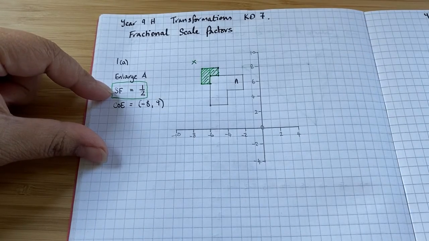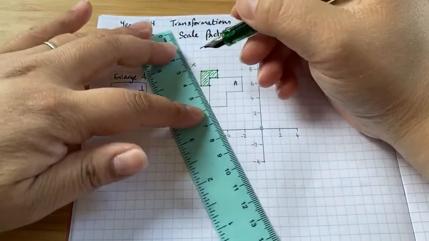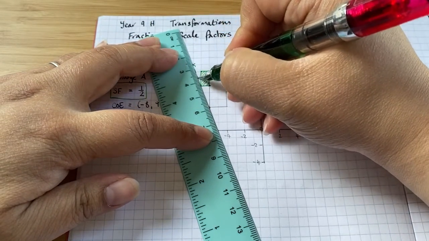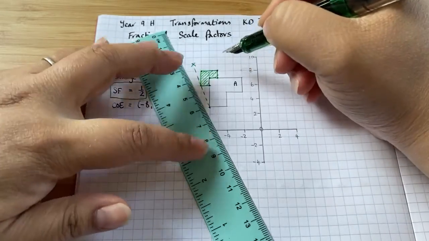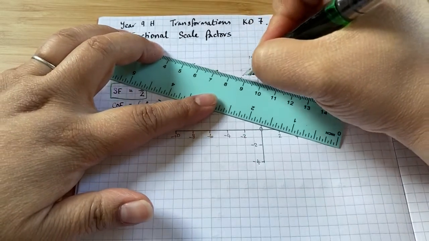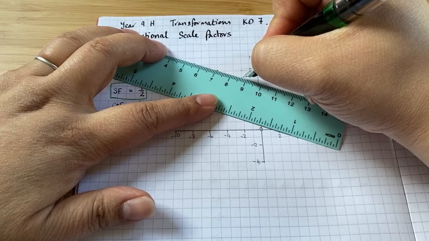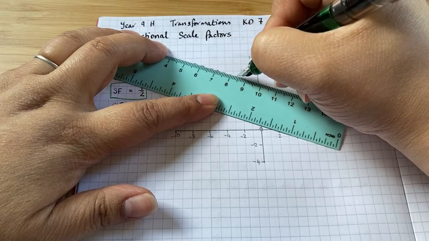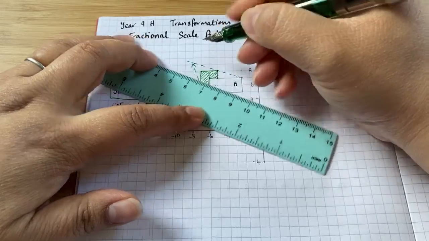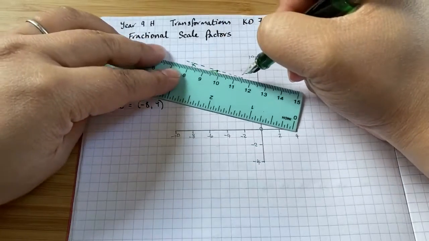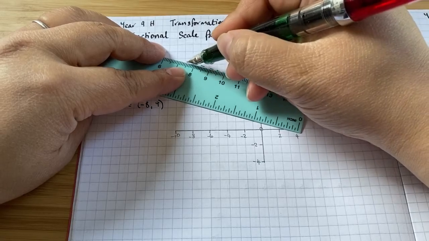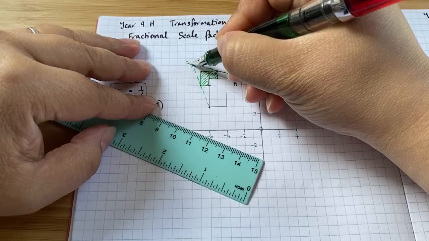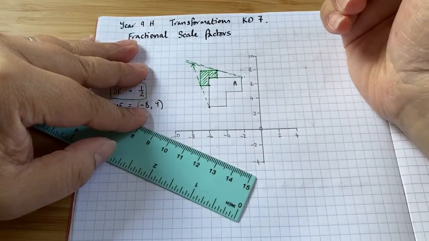Again, like in Knowledge Organizer 6, if you want to double check your work, draw your ray lines in, and they should go through the center of enlargement. Just make sure you're drawing your ray lines through the same corner on the original shape as your enlargement. Oh, just missed that. So it actually goes through there. And you can see it actually goes through the center of enlargement just there.